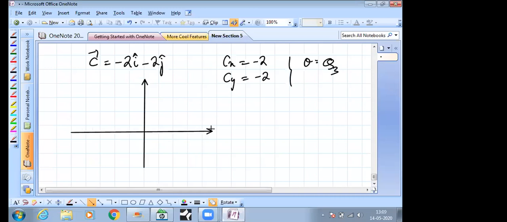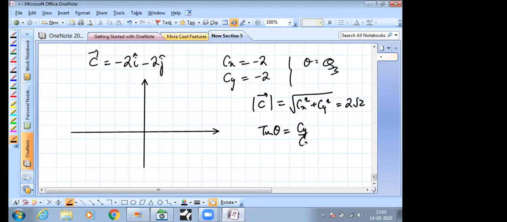So let me do this question the other way. I'll draw the vector later. First, let me express it by using trigonometry. Magnitude of C is square root of Cx square plus Cy square, so it is becoming 2 root 2. And tan theta for C is Cy by Cx, so that is positive 1. But theta is not in the first quadrant. Please understand here that theta is in quadrant 3. You have to apply the quadrant 3 formula.